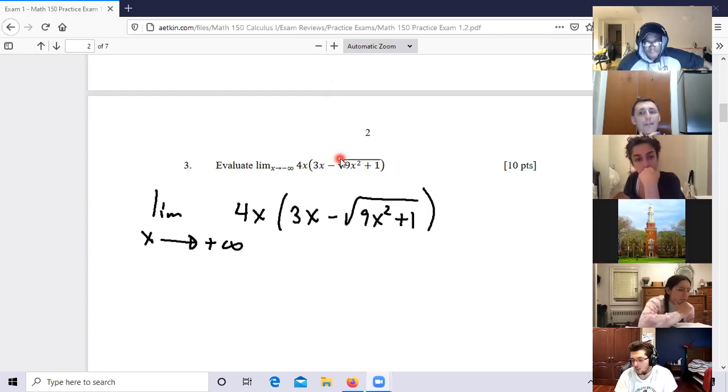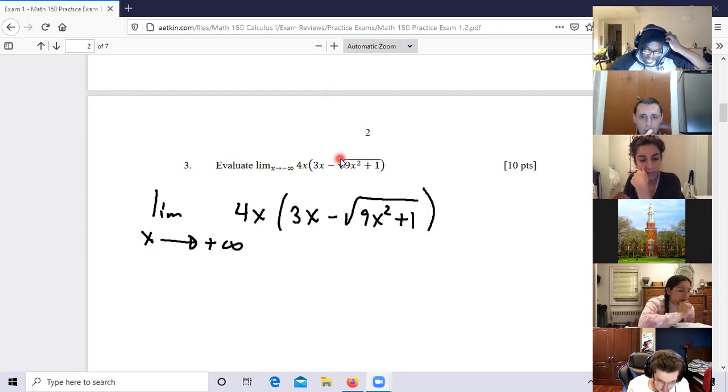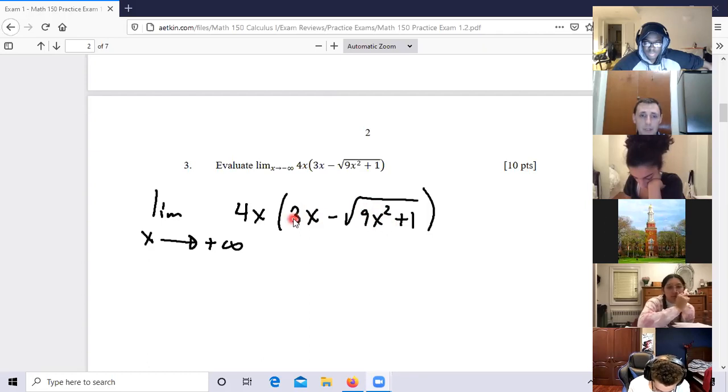But isn't it four times a massive number times three times a massive number, and then minus the square root of a massive number? So isn't it still going towards infinity? Let's see. So we have 4x, so it's a massive number. Here we have a massive number minus a massive number, right? So here it's infinity fighting against zero, yes? And maybe let's see what wins. Are you ready, guys?